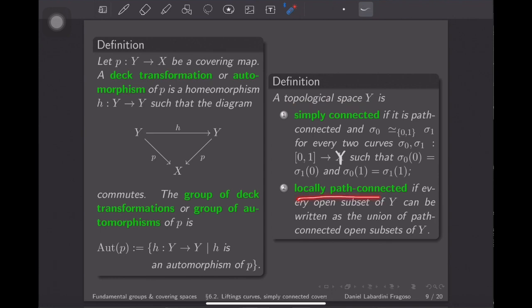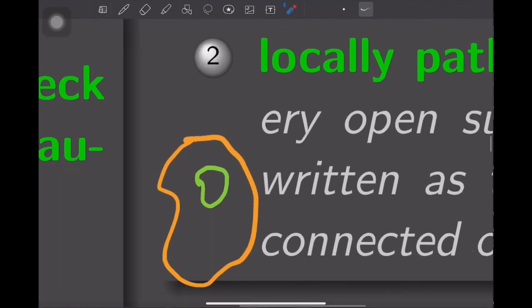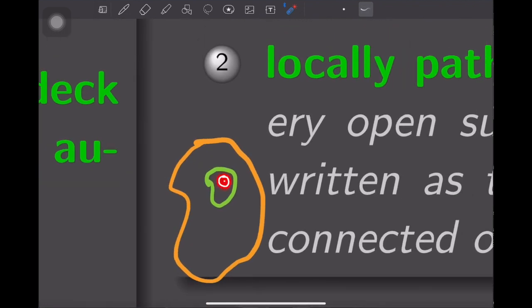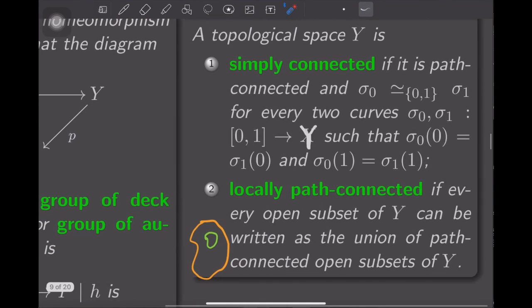And the space is called locally path connected if every open subset can be written as a union. In other words, around every point in this open subset, there is some even smaller open subset which is path connected. So that's the notion of local path connectedness. For every open set that you give me and every point there, there is an open set contained in my given open subset which is path connected. Is that notion clear?